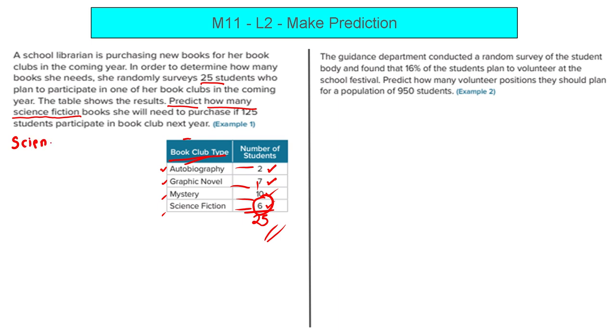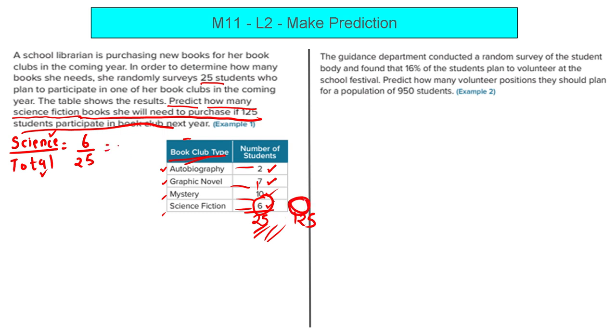Always, whatever you need will come up and the total will come down. Remember this. In probability and in making predictions, same thing. So what information do we already have? That out of 25 students, 6 chose science fiction. How many science fiction books will she need to purchase if 125 students participate in the book club next year? This year there were 25 students. Next year, if there are 125 students, how many will choose science fiction? I don't know, so let us take S students choose the science fiction book out of 125. What we need will come up and the total will come down.